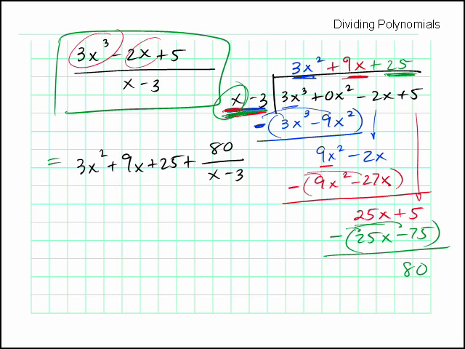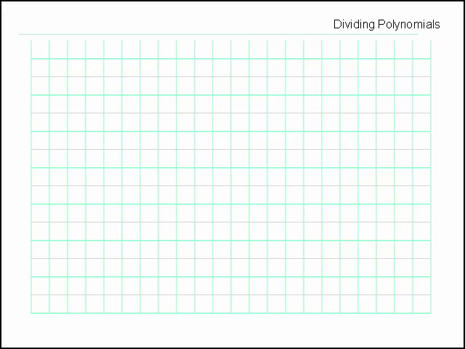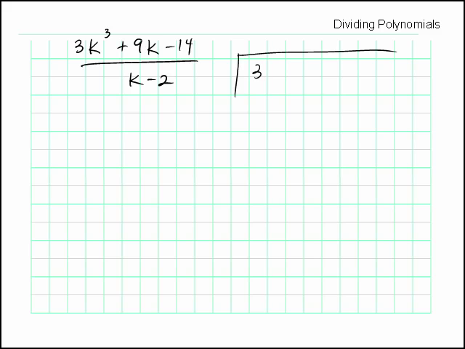Let's look at this one. (3k cubed plus 9k minus 14) over k minus 2. Notice that the squared term once again is missing here, so I have to put that in as a placeholder: 0k squared, 9k minus 14, like that. Okay, so now we have it correctly set up.